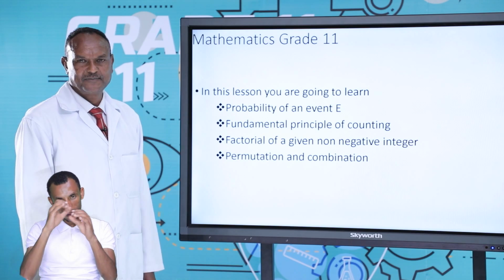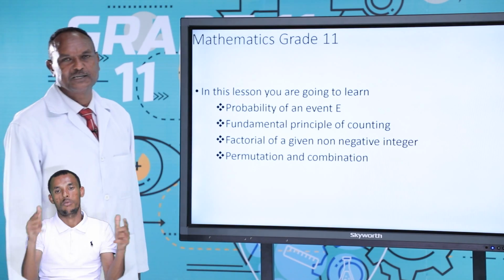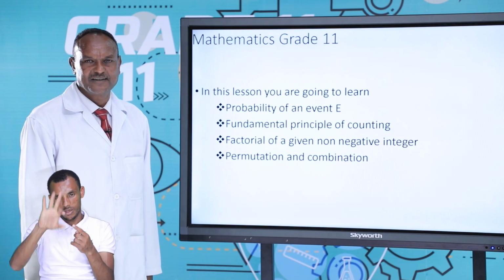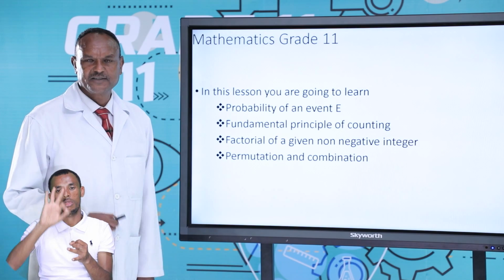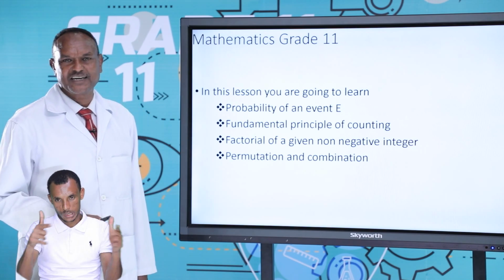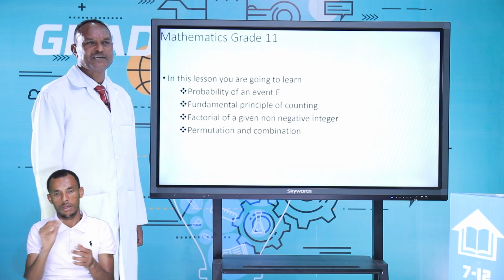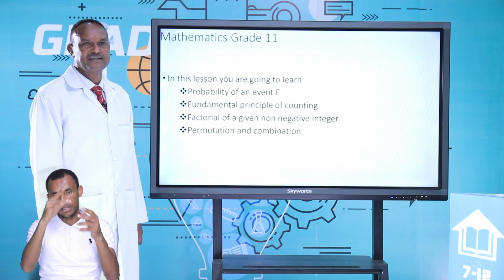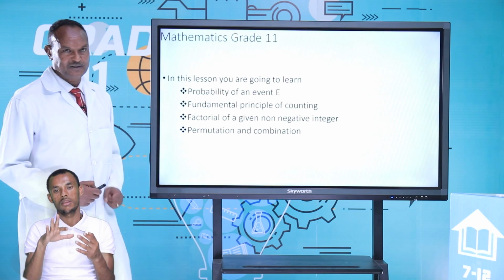Experiment. We have to do an experiment. An experiment is an activity which gives results or outcomes. When we are doing an experiment, we have different possible outcomes. The set of all possible outcomes, we call the sample space. And any subset of the sample space, we call an event. It is of interest to an individual to be successful.